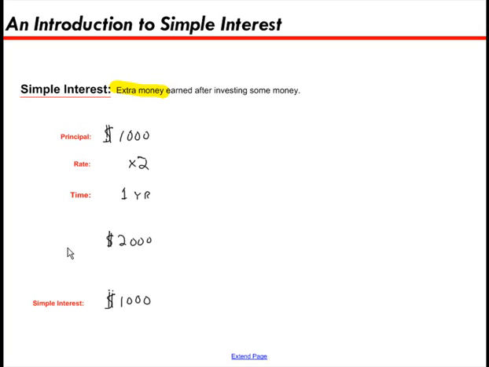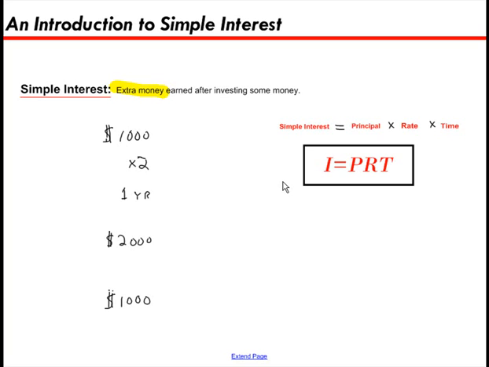And that brings us to the formula for simple interest. Simple interest is equal to the principal times the rate times the time. Or in its simplified form, you'll see it written this way. I equals PRT. I stands for interest, P for principal, R for rate, and T for time.